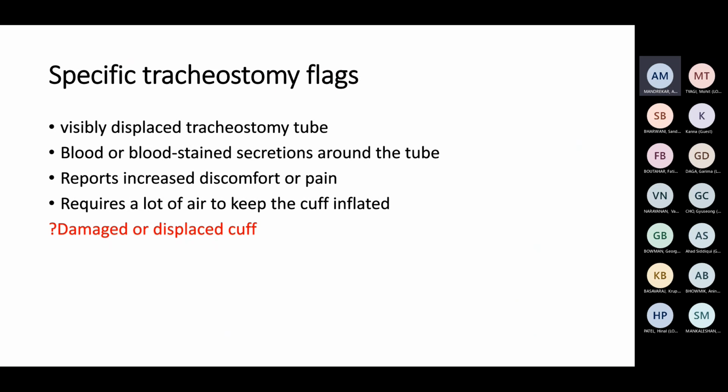Specific tracheostomy flags, again, are seeing a visibly displaced tracheostomy tube or blood around the stoma, when the patient reports increased discomfort around the stoma as well, or things like an air leak, which indicates that there's a problem with the cuff.